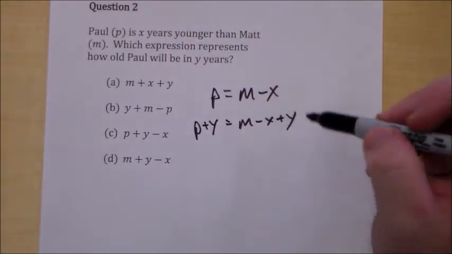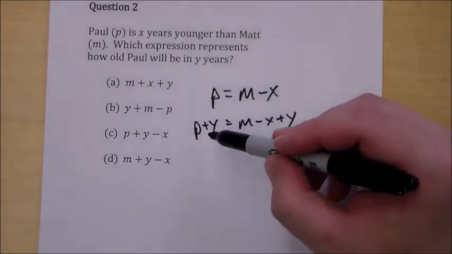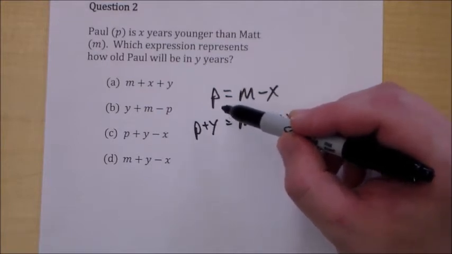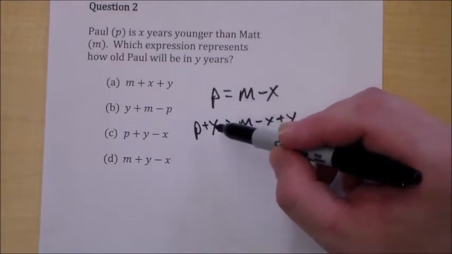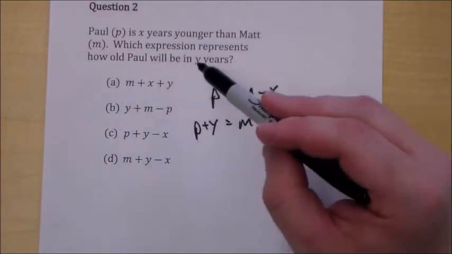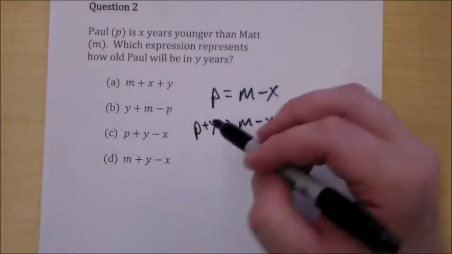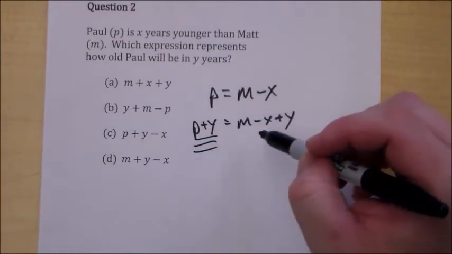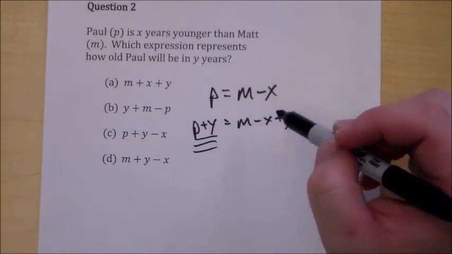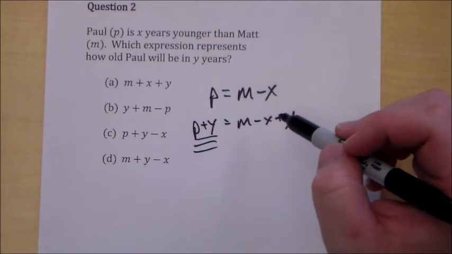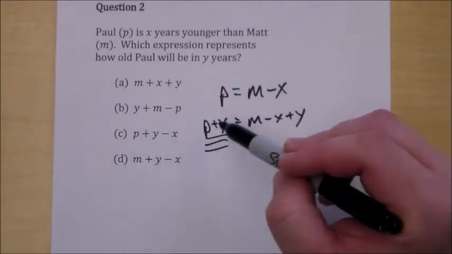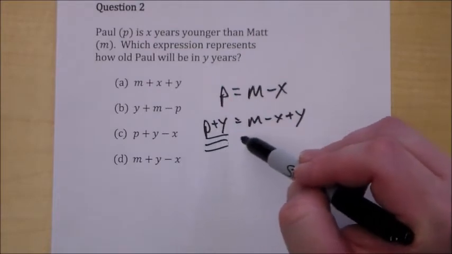And you can be forgiven for saying, oh, I've got to solve for P, right? But P equals how old Paul is now. P plus Y is what you want. The question asks for how old Paul will be in Y years, so you want P plus Y. P plus Y equals M minus X plus Y. So which one of these equals M minus X plus Y? And you can see if you have a P here, it's just that the answer wants it in terms of P plus Y.